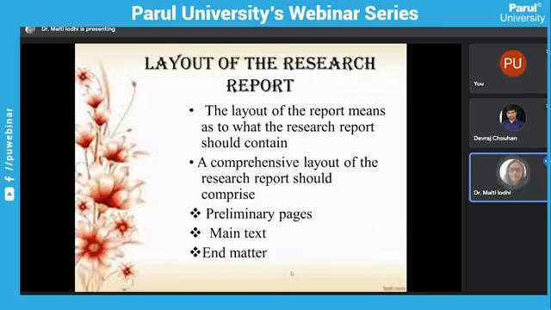Next point is the layout of the research report. The layout of research reports means what the research report should contain. Whatever the research report has to contain, first we have to make the layout for that, and it is a comprehensive layout of the research report that comprises three things. The first one is the preliminary pages, the second one is the main text, and the third one is the end matter. We'll discuss them in detail.